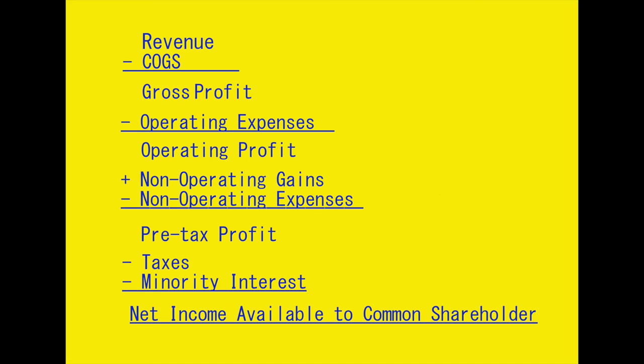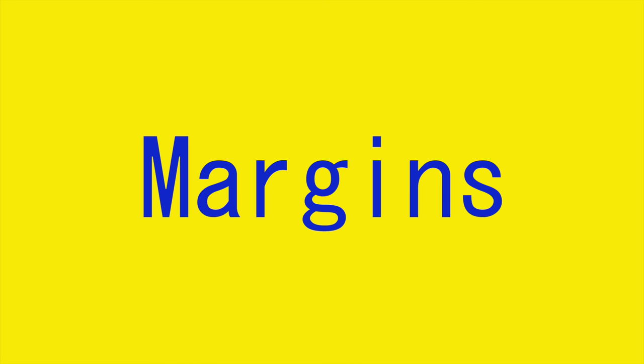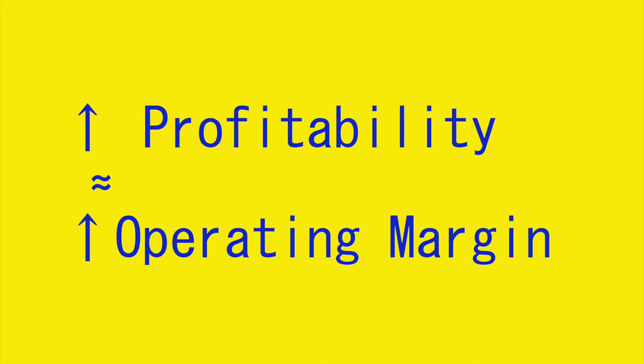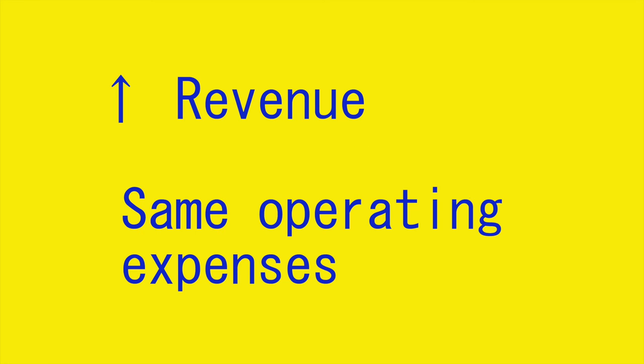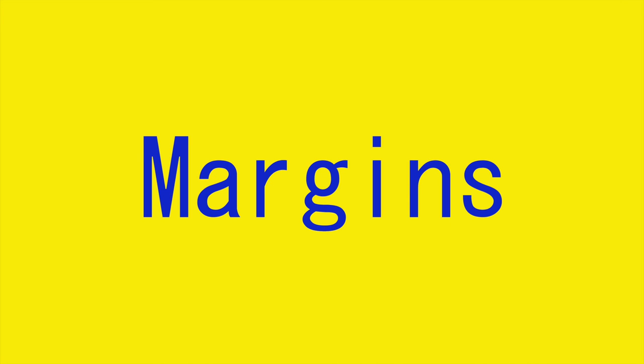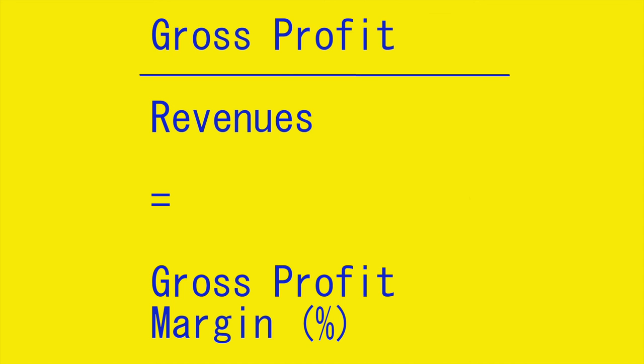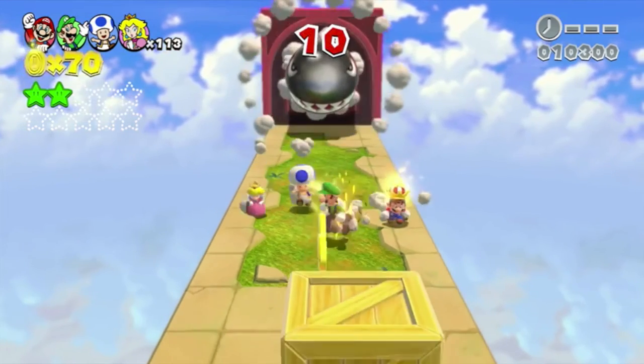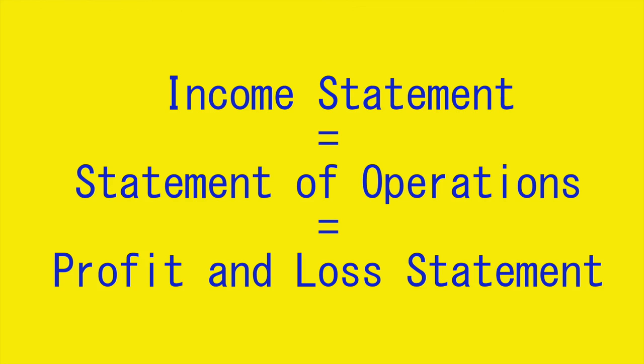We can now look at how profitable Nintendo is on several levels by looking at its margins. For example, operating profit as a percentage of revenue gives us Nintendo's operating profit margin. All other things equal, the more profitable Nintendo is, the larger this margin will be. Meaning, for example, that it is generating more revenue while keeping a lid on operating costs. Besides the operating profit margin, analysts look at other margins as well, such as gross profit margin, pre-tax profit margin, and net profit margin. Now, let's look at how Nintendo's been doing with regards to its income statement.